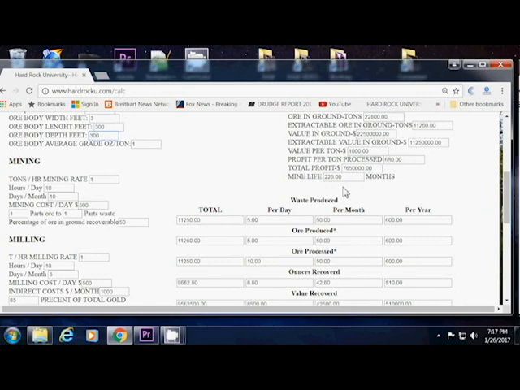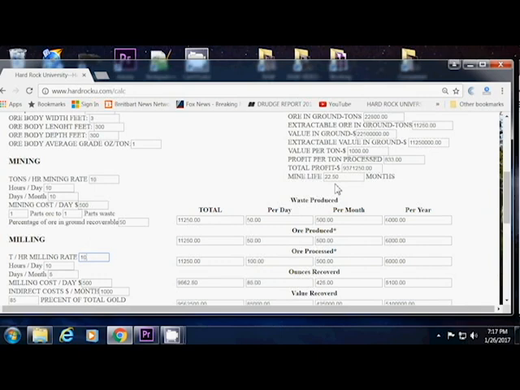So let's speed things up a bit. I'm going to change the mining rate and the milling rate to 10 tons an hour from 1, and we'll see how that works. Now we're cooking. 22 and a half months, 2 years, that's a reasonable mine life. You'll also notice the profits have gone up to over $9 million.